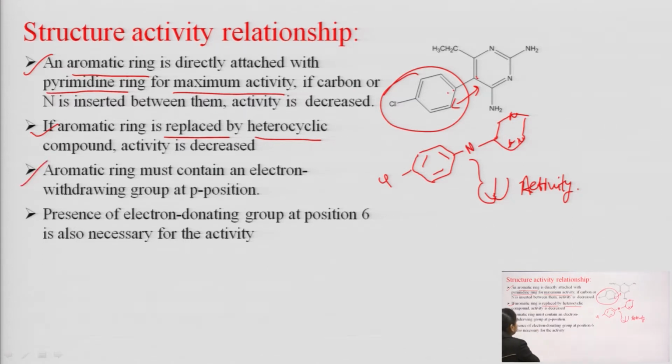Third, this aromatic ring must contain an electron withdrawing group at the para position. This para position is very important for the anti-malarial activity of this drug. So, this aromatic ring must contain an electron withdrawing group at the para position. Next, the presence of an electron donating group at position 6 is crucial for the anti-malarial activity.